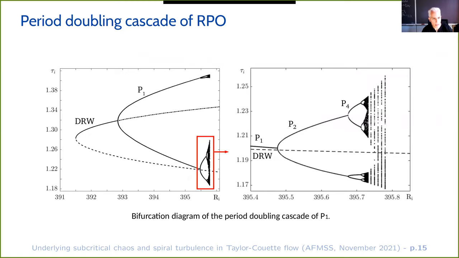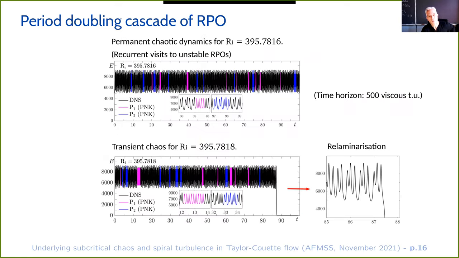So let me show you what happens later. This period doubling cascade eventually generates the classical chaotic scenario. So basically, at the end of the cascade, you have a strange attractor, which is stable, it's an attractor. What happens later is that if you monitor the dynamics along the strange attractor, you can identify visits to the original P1 from which the cascade originates, but you can also identify visits to the P2 orbit, the first bifurcated orbit. You have clear recurrent visits to these periodic orbits. And this is for this Reynolds number.